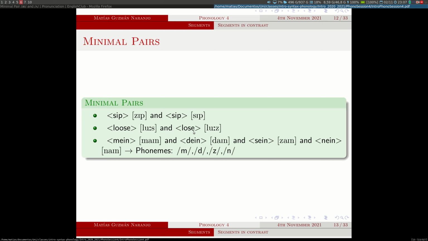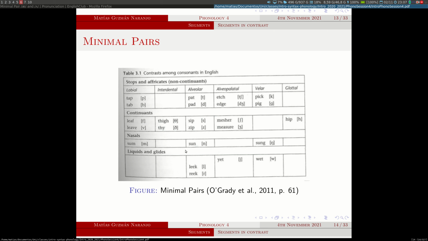We can do the same in German. We can see that mein contrasts with dein, and sein contrasts with, for example, nein. And this sort of contrast shows that German has at least the following phonemes: the m, d, z, and n. Here are some more examples of contrastive minimal pairs in English, which are basically enough to find most phonemes in English.